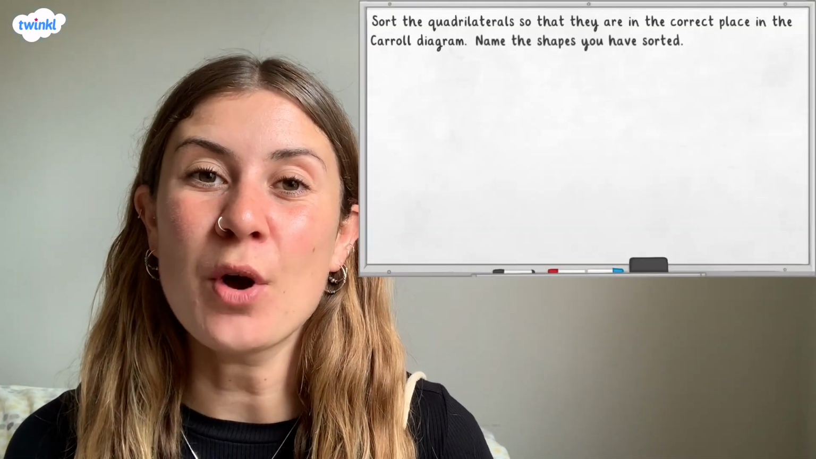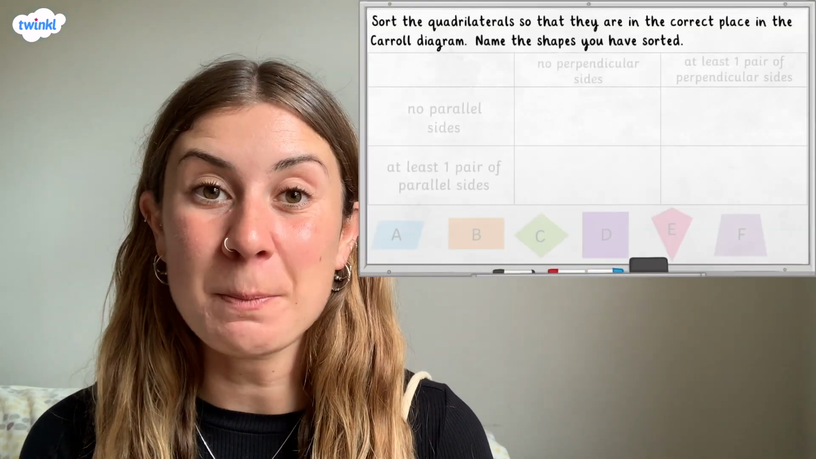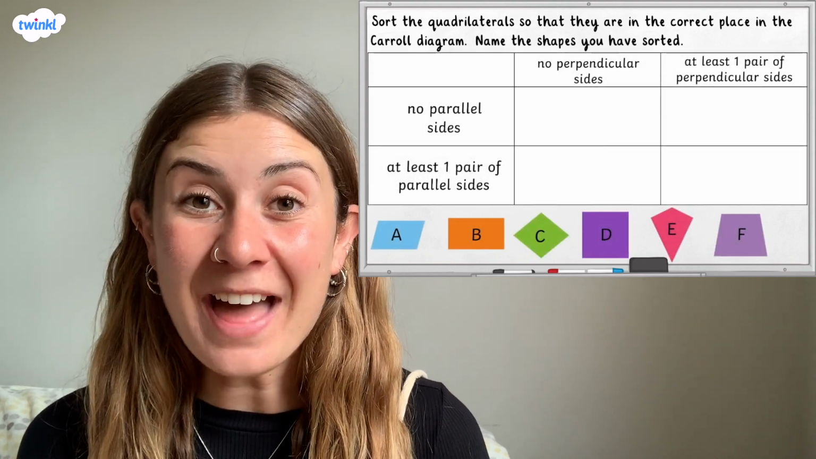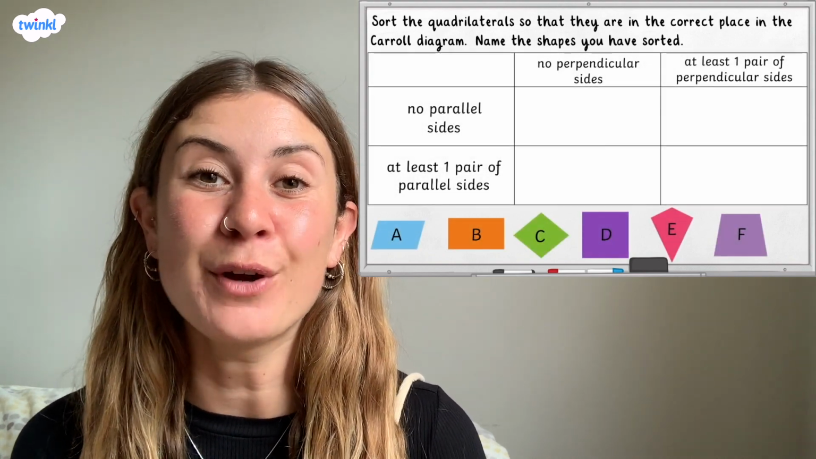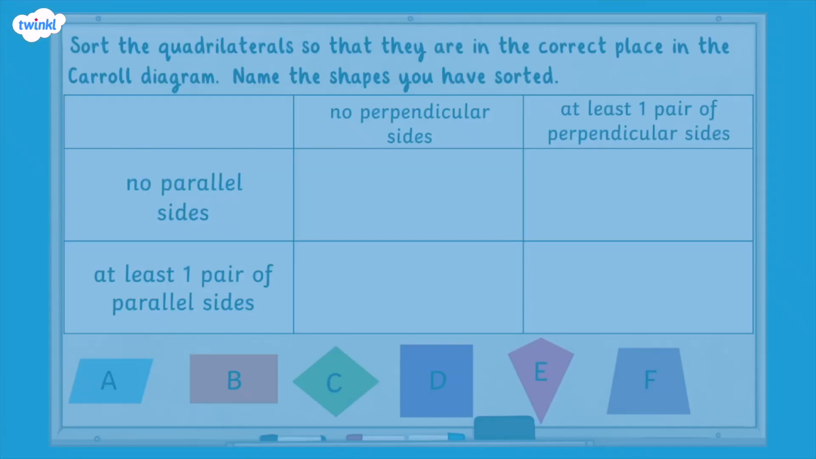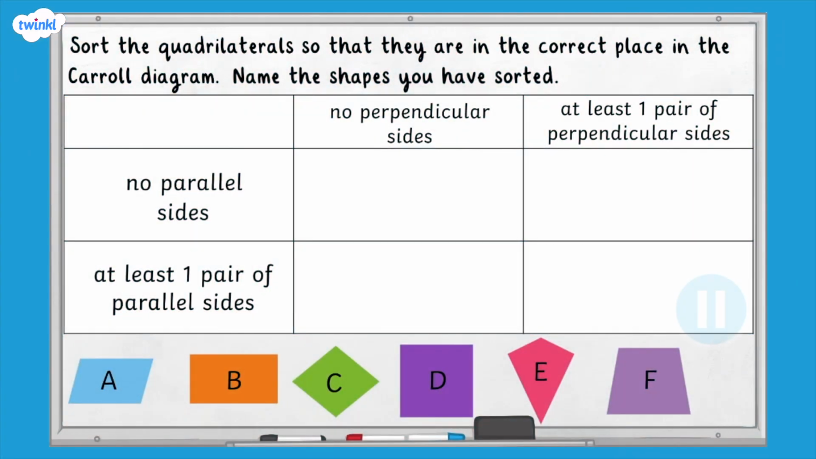Now it's your turn. Sort each of these quadrilaterals into the correct place on the diagram, and then see how many of them you can correctly name. Pause now while you answer the question. How did you get on?